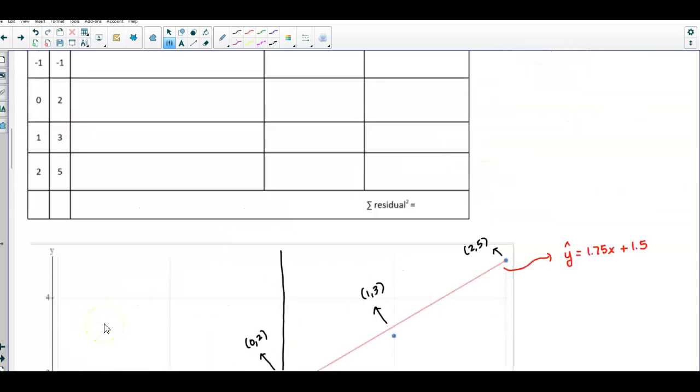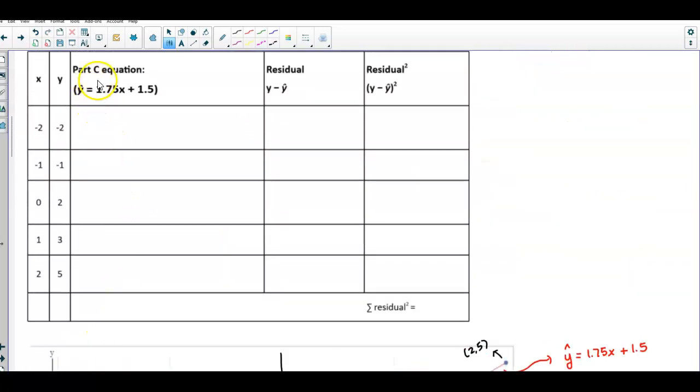So let's go back here, and I'm going to show you this table. Here is my equation. I have y, which is equal to 1.75x plus 1.5. And then here are our x values and our y values. So the first thing that we're going to do is substitute each x value, which is here, in for x into this equation. So let's go ahead and do that first. So we're going to take y hat, which is equal to 1.75, and then we're going to multiply it by that x, which is -2, and then we're going to add 1.5.